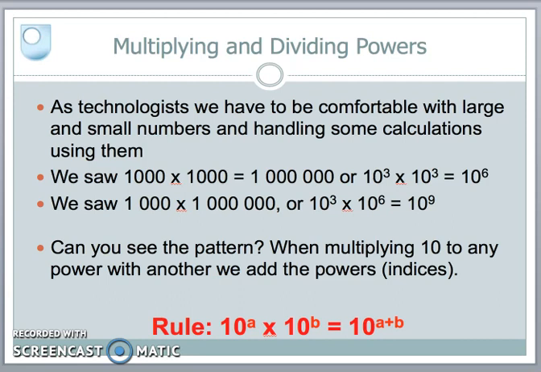10 to the power of 3 times 10 to the power of 3 gave me 10 to the power of 6. 10 to the power of 3 times 10 to the power of 6 gave me 10 to the power of 9. Basically, there's a rule emerging that says when I multiply two numbers together, as long as the base value is the same, in this case 10, I can simply add the powers together. So if I had 10 raised to a power of a multiplied by 10 to the power of b, when I multiply those two numbers together, I will actually get a value of 10 to the power of a plus b.